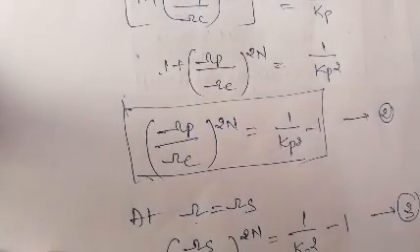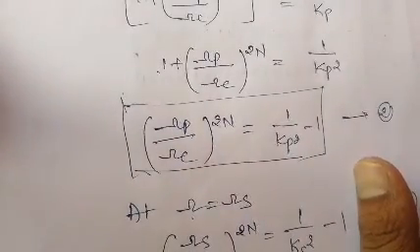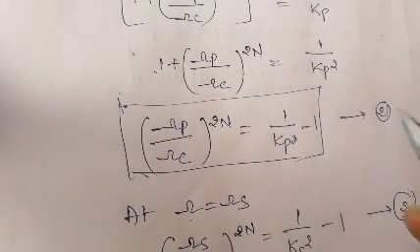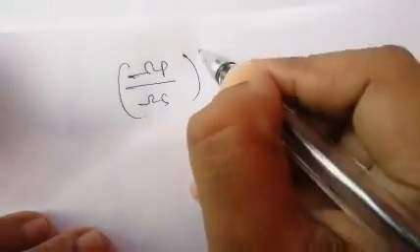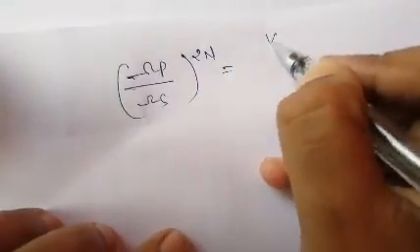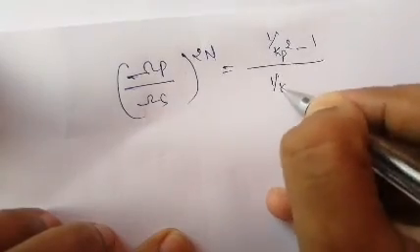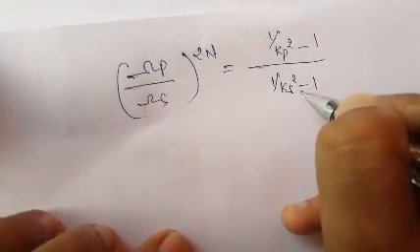So from these two equations, let us calculate the order of the filter. Very simple. Divide equation 2 by equation 1. Then we get (omega p divided by omega s) whole to the power 2n is equal to (1 by Kp squared minus 1) divided by (1 by Ks squared minus 1).